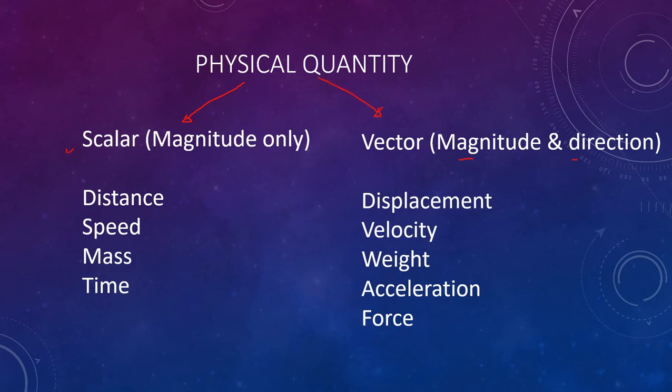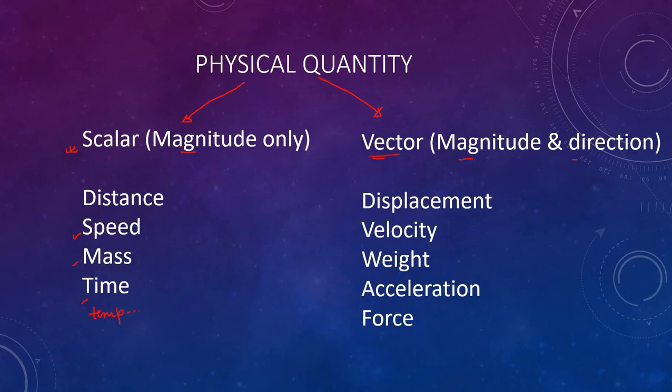A scalar quantity is one which has only magnitude. It doesn't require direction to define it. For example, distance: how much anything has traveled does not depend on the direction. The same thing goes for speed, mass, time, and there are others like temperature.